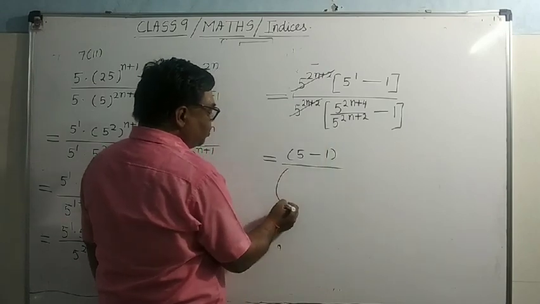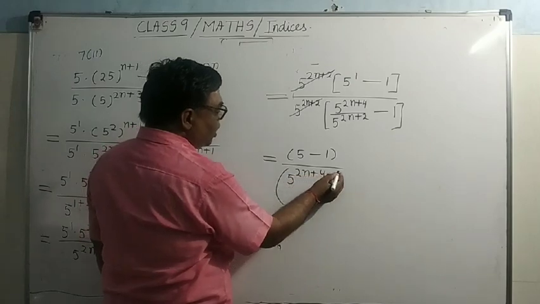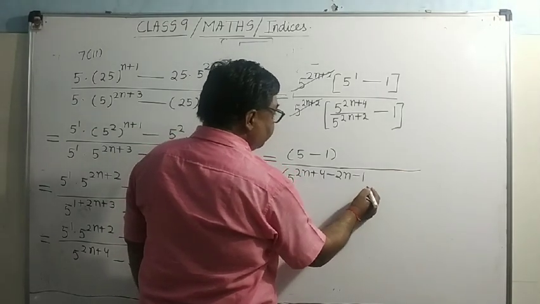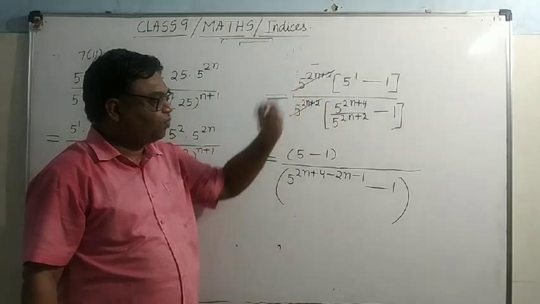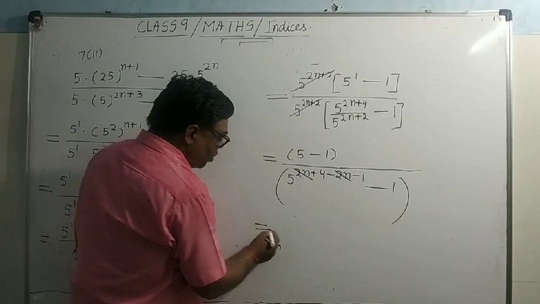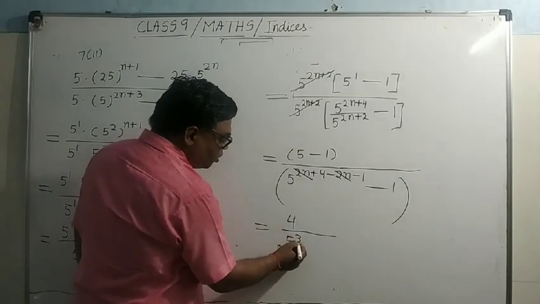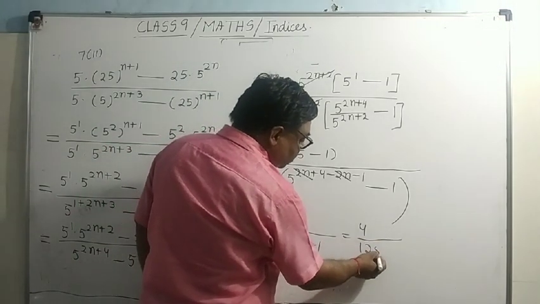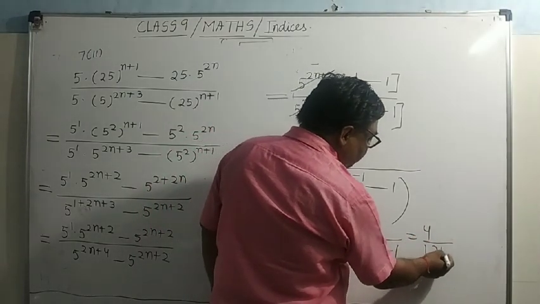Here you apply quotient rule. 5 to the power 2n plus 4 minus 2n minus 1. It's clear? Minus 1. Since the bases are same, therefore powers will be subtracted. So this is cancelled. So it will be 5 minus 1, 4. It is 4 minus 1, 3. 5 to the power 3 minus 1. So 4 upon 125 minus 1. That is 4 upon 124.